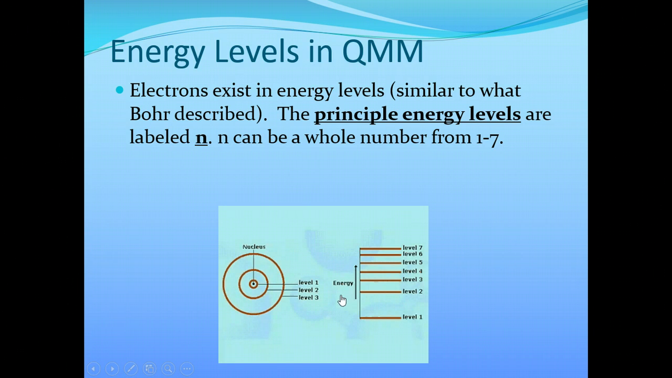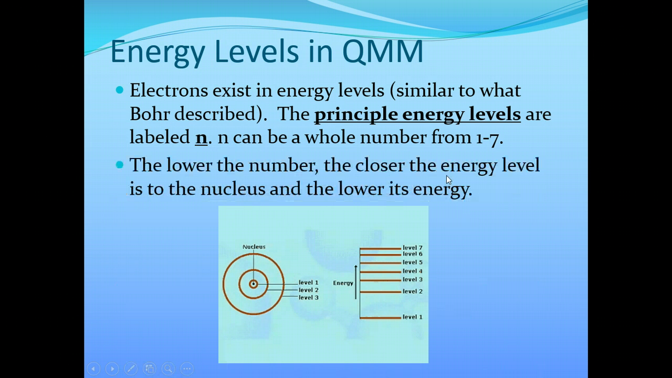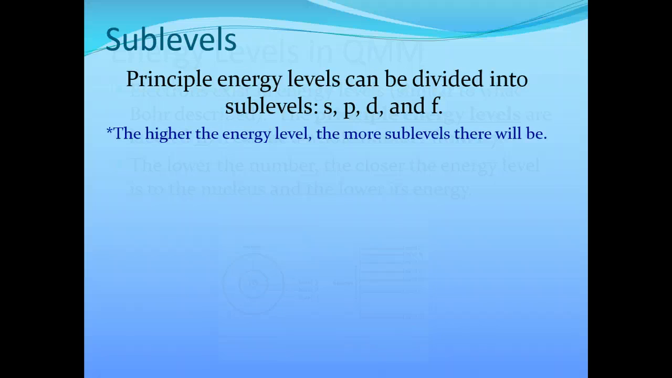So you're going to see this notation. n is our symbol for the principal energy level, and it's some whole number between 1 and 7. The lower the number, the closer the energy level is to the nucleus. So we've seen that already in our worksheet D, where we have the energy levels in front of the sublevel types. So that's telling us which level. Again, that's kind of synonymous with what Bohr told us about.